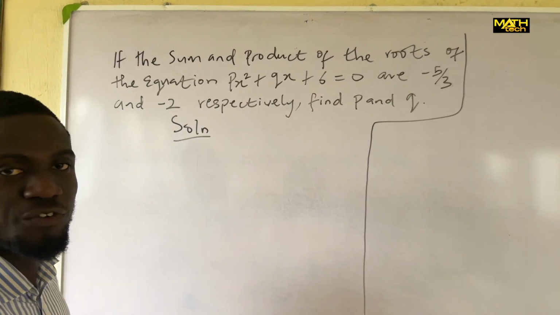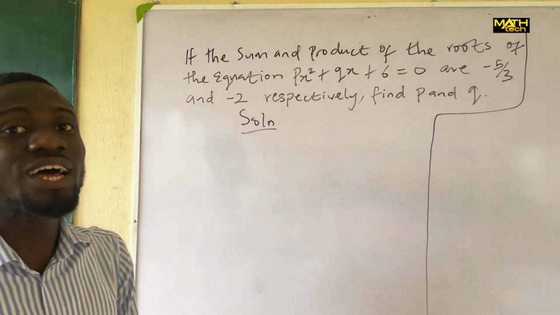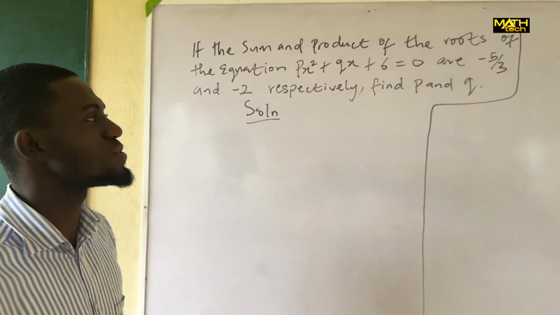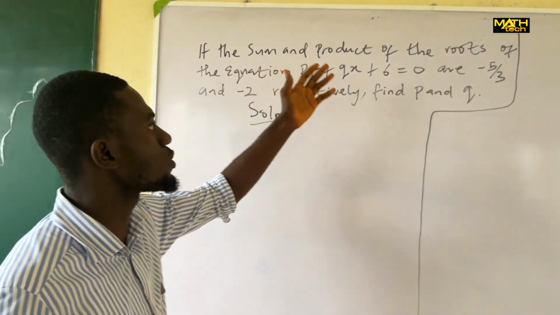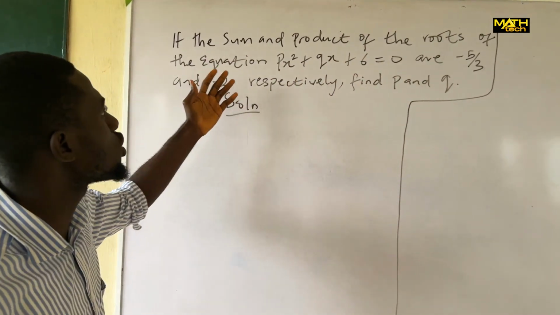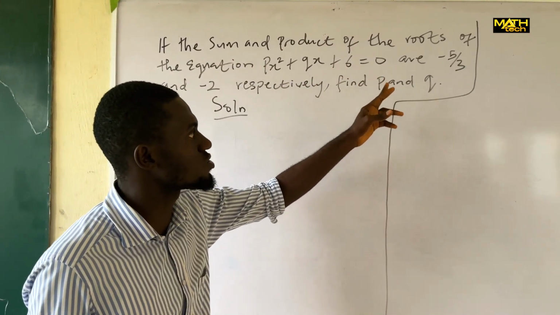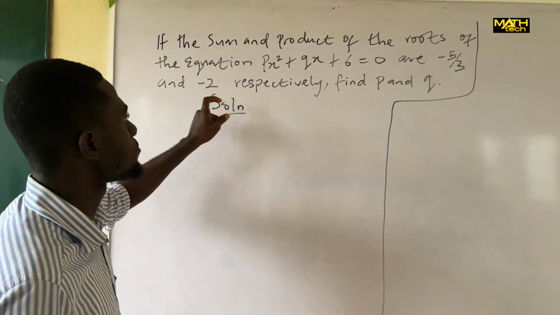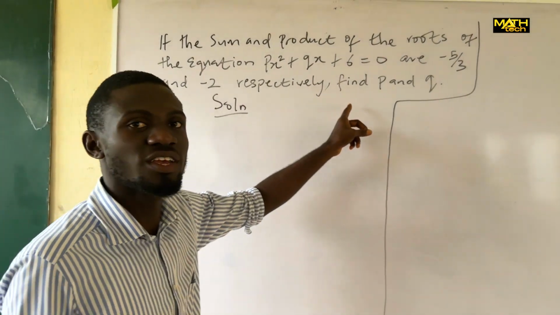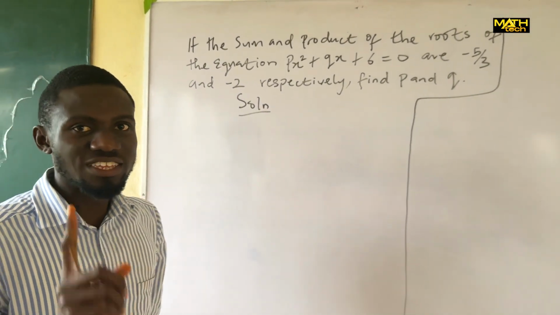So in today's problem solving video, we are having a quadratic equation question. Let me use that word. Now we are asked: if the sum and product of the roots of the equation px squared plus qx plus 6 equal to 0 are minus 5 over 3 and minus 2 respectively, find p and q. Firstly, you must understand the question.